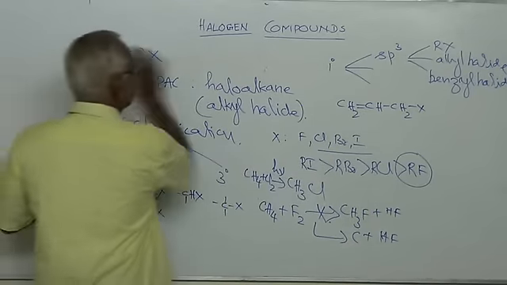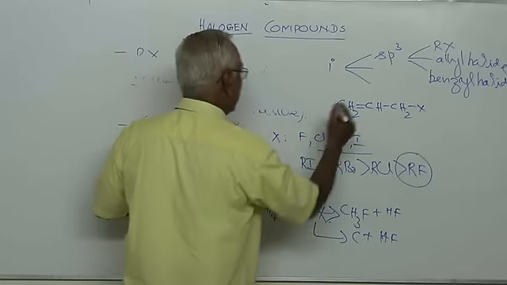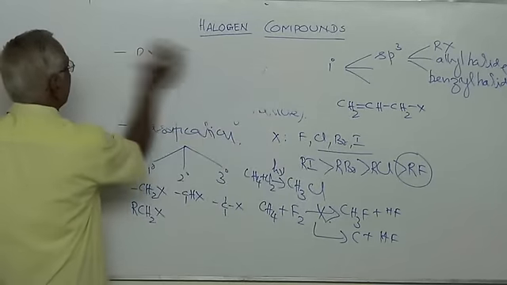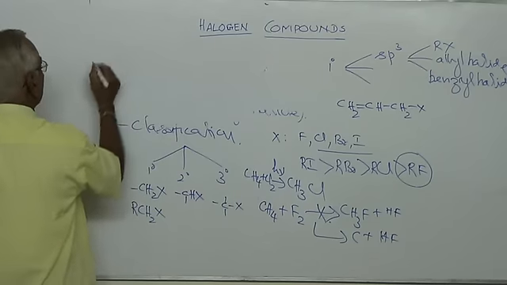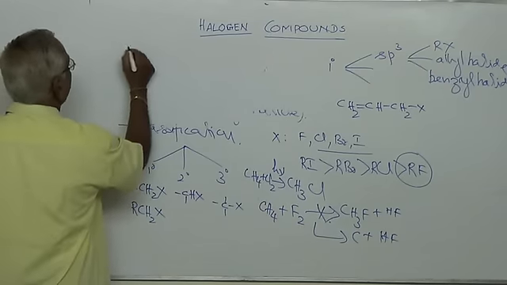Okay. Now, this allyl chloride is going to be another primary halide. Let me give you an example of benzyl chloride and benzyl iodide. What is the benzyl group here?